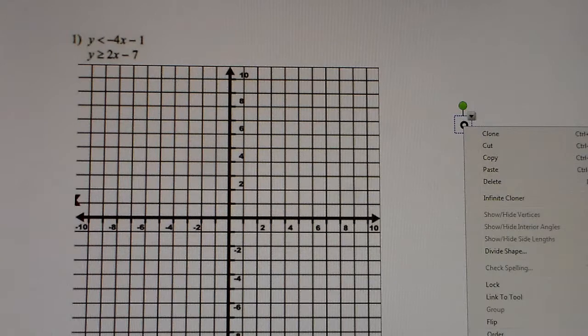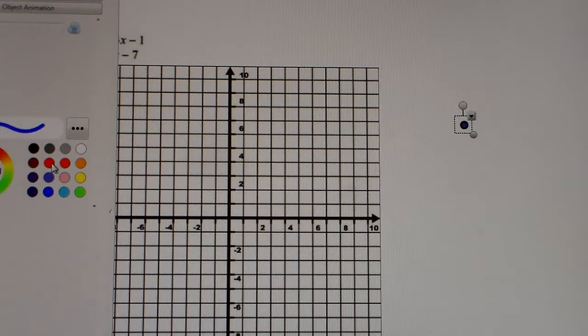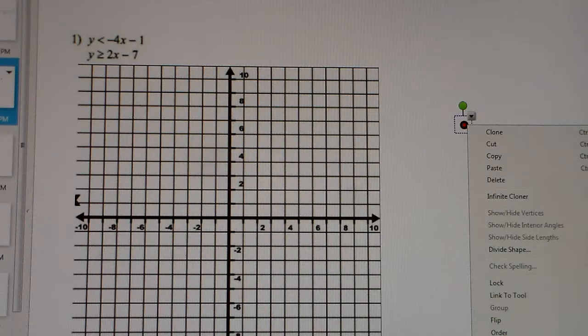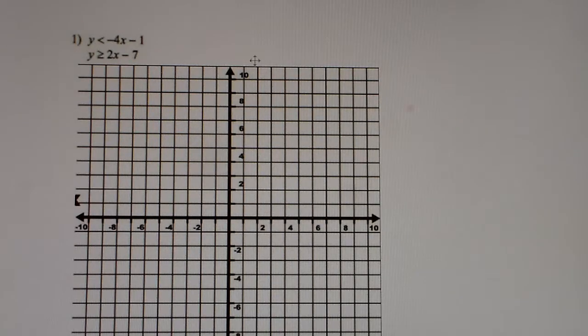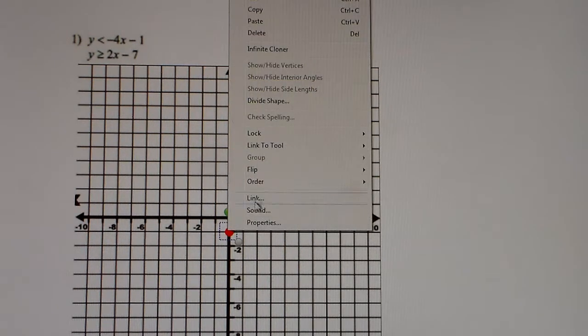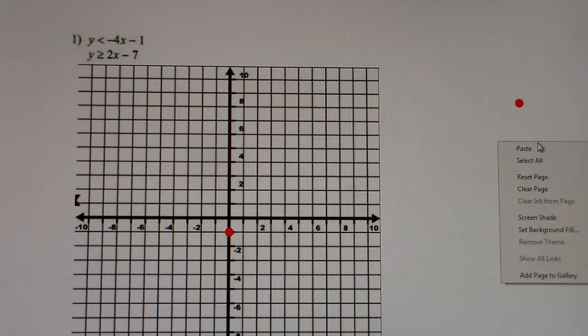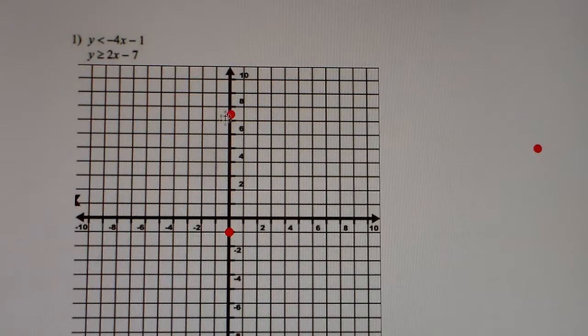My first point that I'm going to put on the graph is going to be the y-intercept. The y-intercept is where the function crosses the y-axis. So in this first equation, we have y is less than negative 4x minus 1. That sign and number at the end in slope-intercept form tells us where our intercept is going to be. From that point is our slope. It's negative 4 over 1, so we're going to go down 4, 1, 2, 3, 4, over to the right 1.